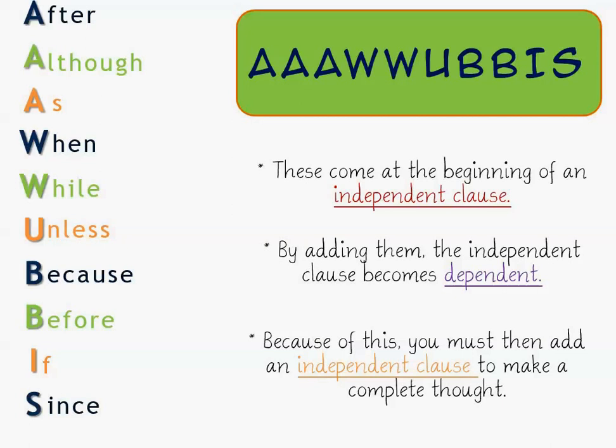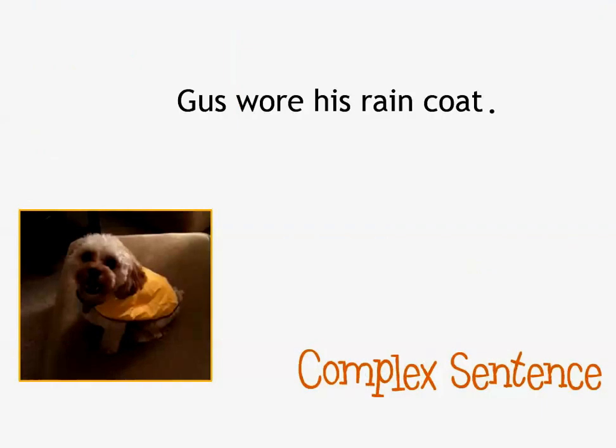Instead, maybe a better way to teach it would be to explain how to write that complex sentence like we're going to do now. All right, so let's look at this example. There is that sweet doggy Gus, and you will notice that Gus has on his raincoat. So we're going to start with our simple sentence. Gus wore his raincoat. That is an independent clause, has a subject, Gus, verb, wore, completes the full thought.